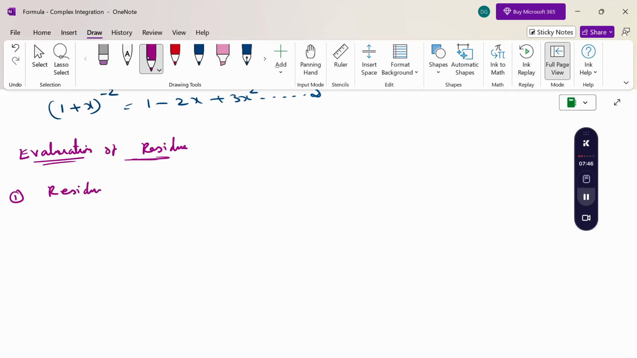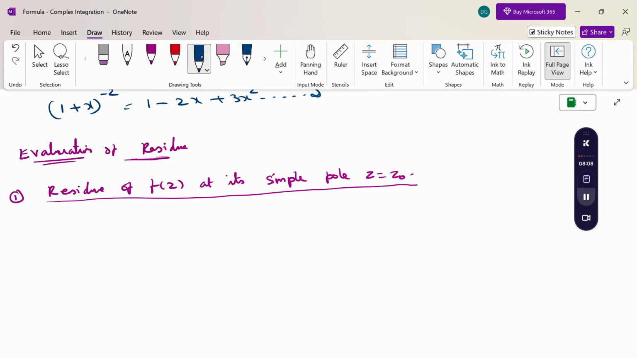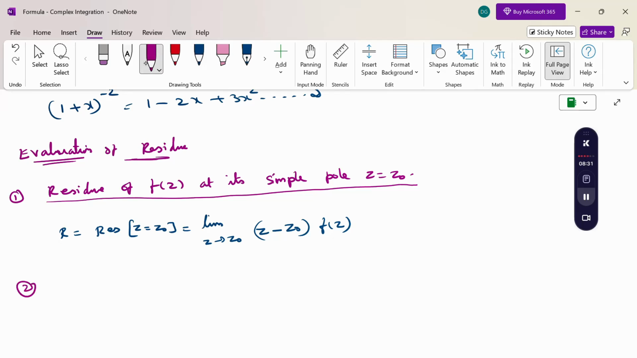Residue of f of z at its simple pole z equal to z naught, then using the formula, residue z equal to z naught is the limit z tends to z naught of z minus z naught into f of z, when the problem has a simple pole at z equal to z naught.